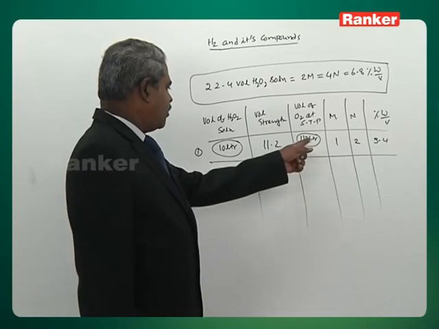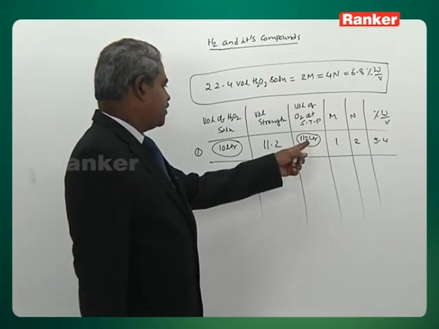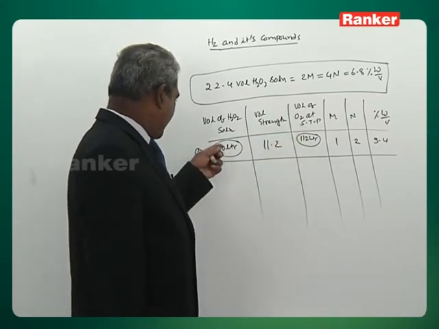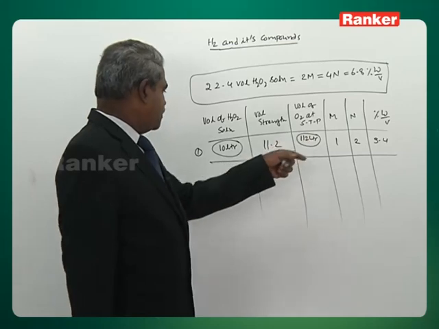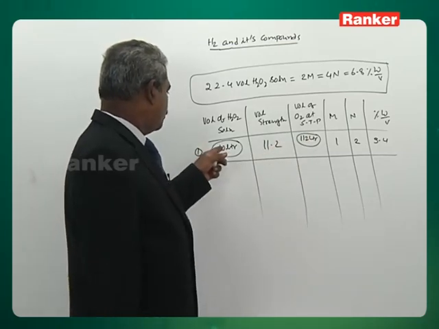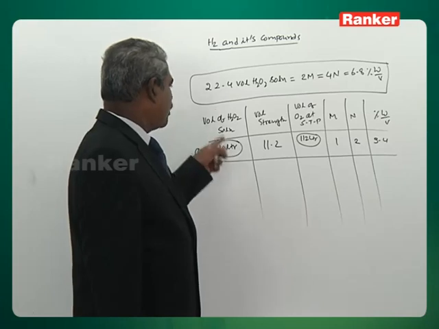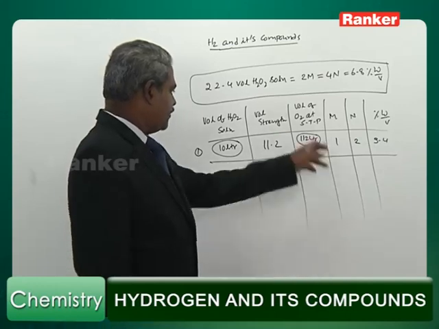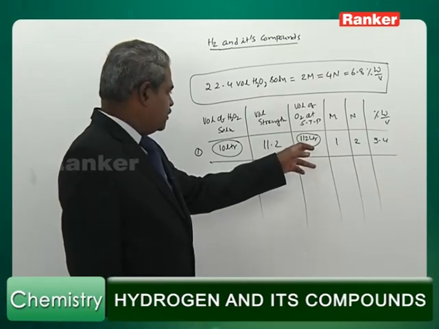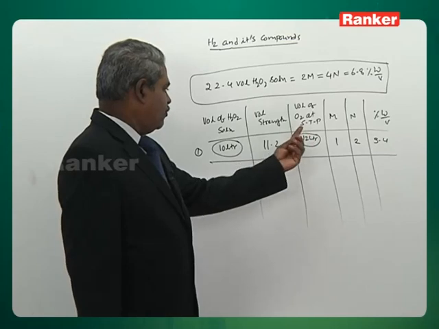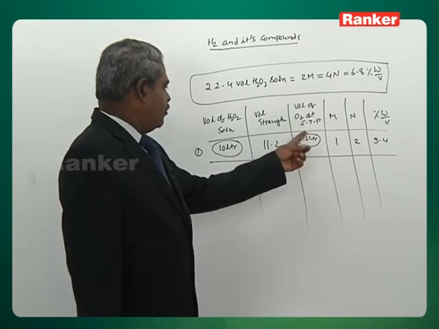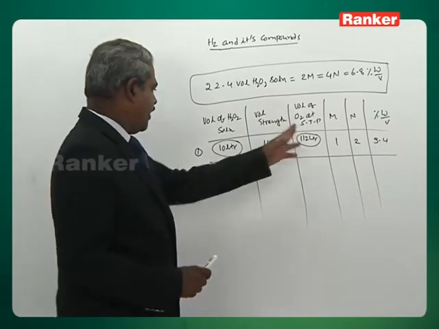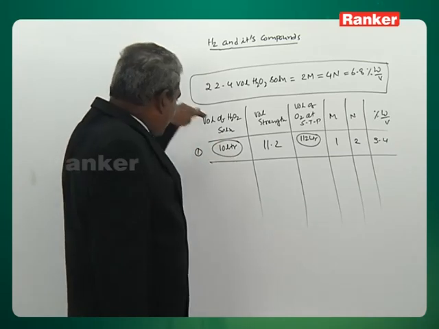112 liter oxygen means 5 moles of oxygen. To get 5 moles of oxygen, you need 10 moles of H2O2. 10 moles in 10 liters, 1 mole in 1 liter, molarity 1. Make sense once again. 112 liters means 112 by 22.4, which is 5 moles of oxygen. To get 5 moles of oxygen, you need 10 moles of H2O2. 10 moles in 10 liters.